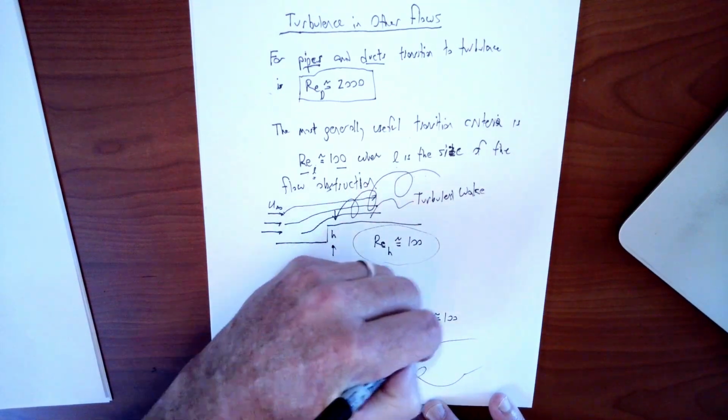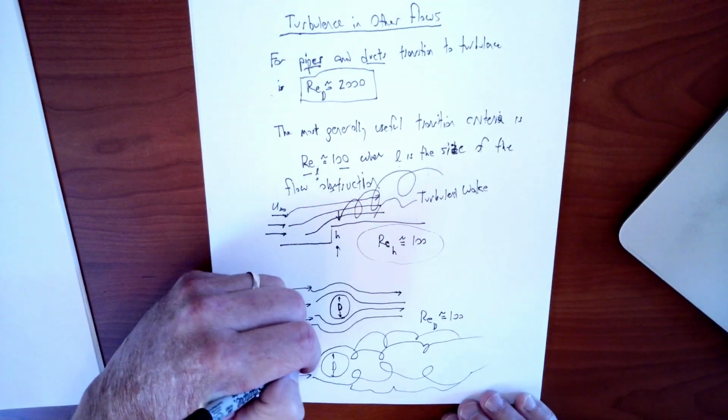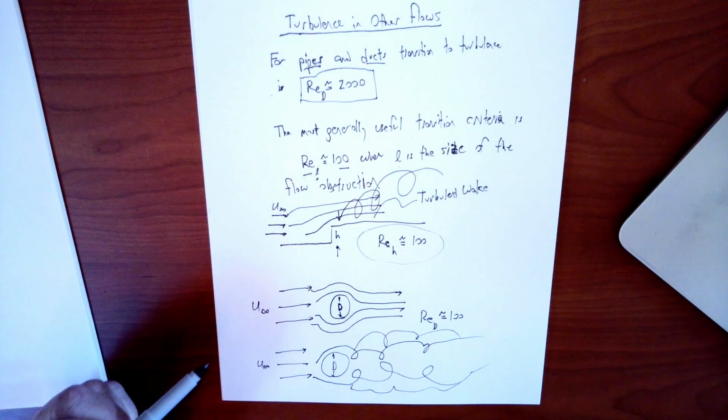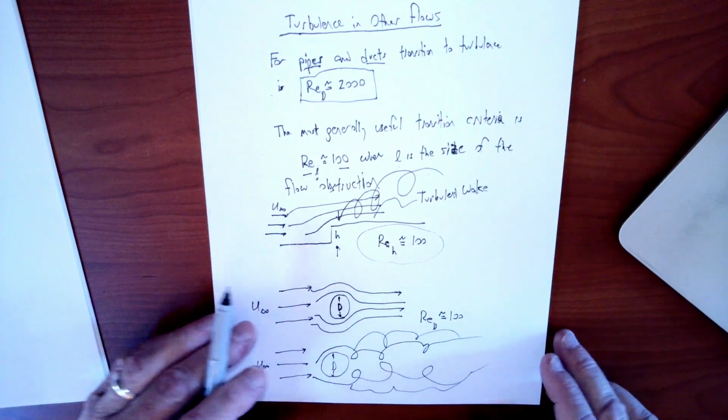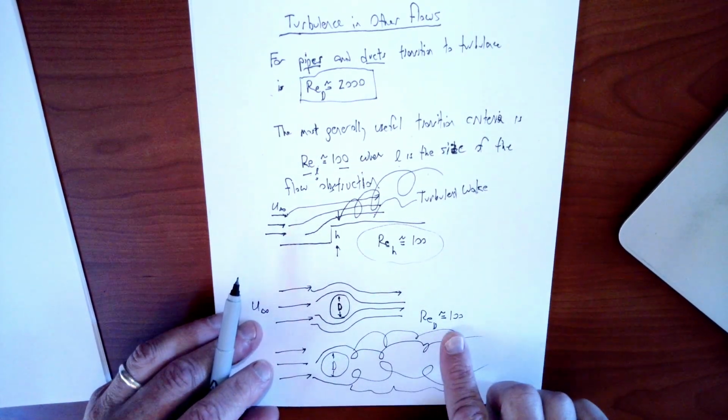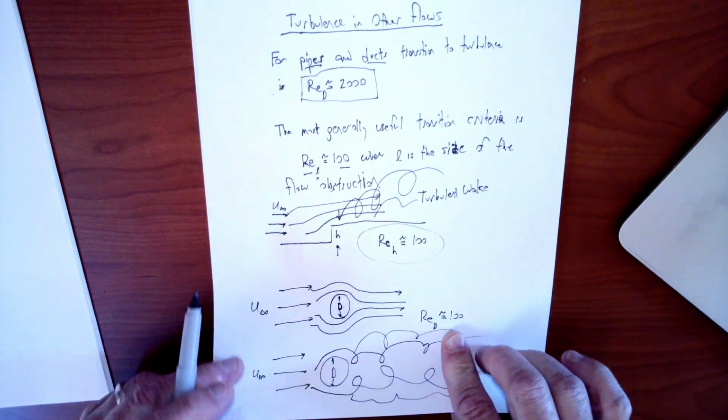And so you might have some kind of turbulent wake in the back side of the cylinder. So that's how that looks, and that's how that will happen if the Reynolds number gets above about 100.